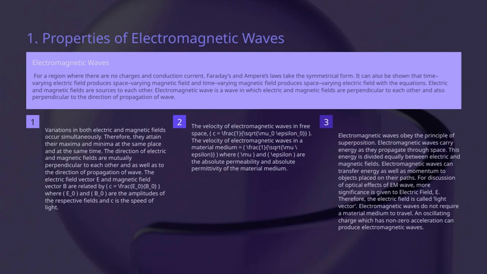Moving on, variations in the electric and magnetic fields happen simultaneously, meaning they reach their maximum and minimum points at the same locations and times. The electric field, which we often call the light vector, and the magnetic field are always perpendicular to each other, as well as to the direction in which the wave propagates. This orthogonal relationship is fundamental to understanding electromagnetic waves.